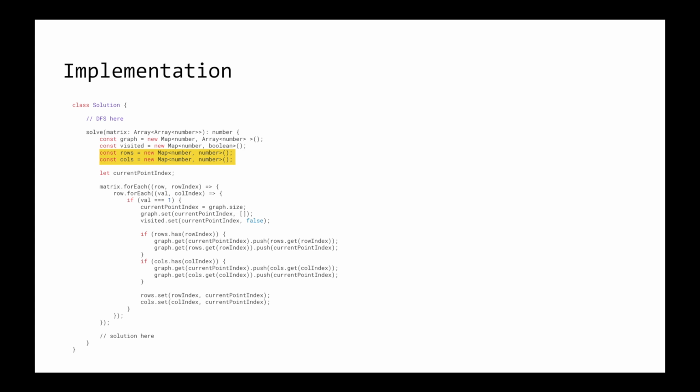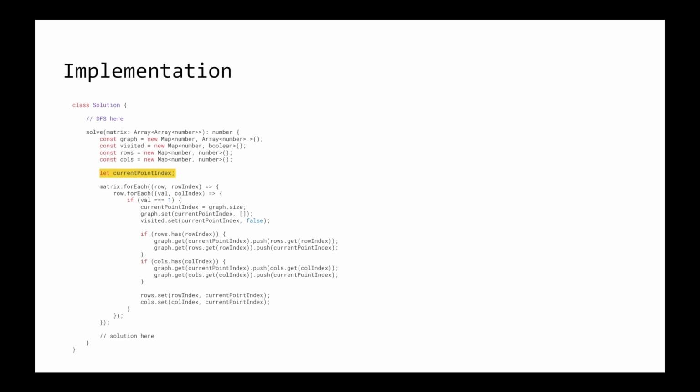We have two additional maps here, rows and calls. We use that to check if we have encountered anything on a given row or column before. We also have the current point index or current tower index that will be generated when we discover the one.